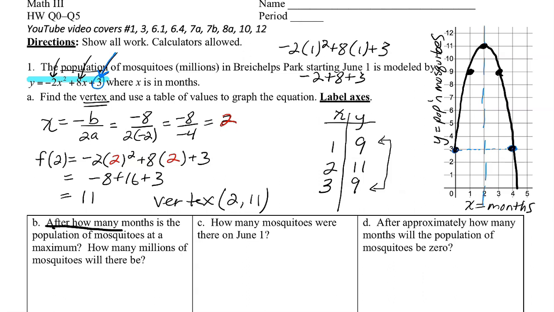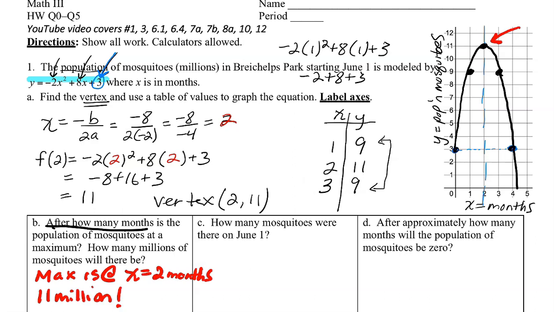So after how many months is the population of mosquitoes at a maximum? Well, the maximum is right there. So we would say the maximum is at x equals 2 months. And how many millions of mosquitoes are there? That would be 11 million mosquitoes. Sounds like a lot. How many mosquitoes were there on June 1st? June 1st is when our quadratic function started. So that would be this value, June 1. So that would be 3 million. That's the same as the y-intercept.